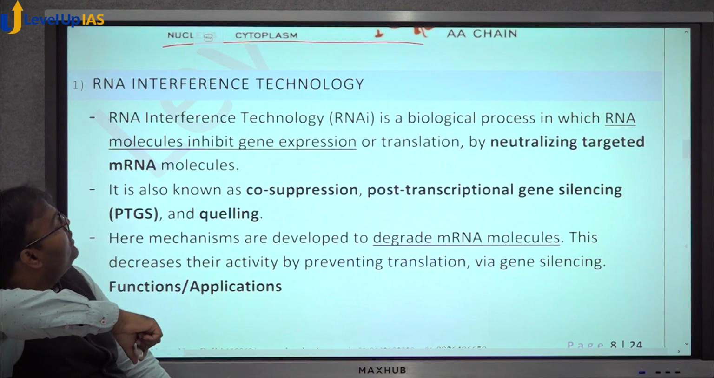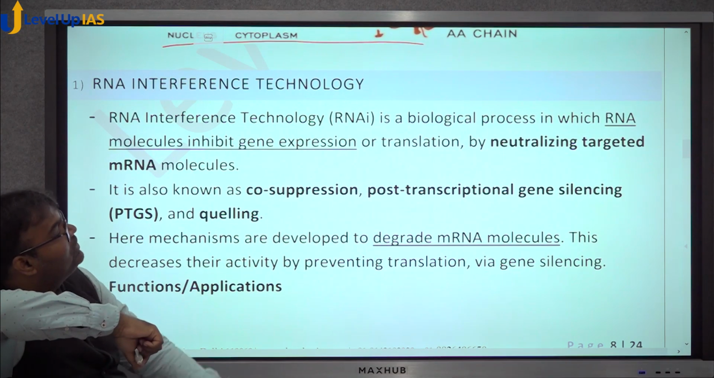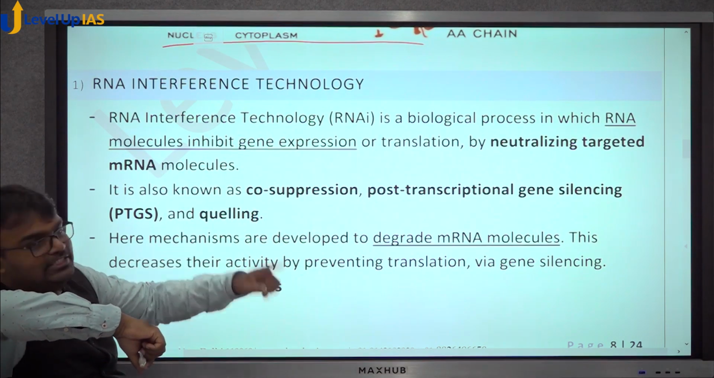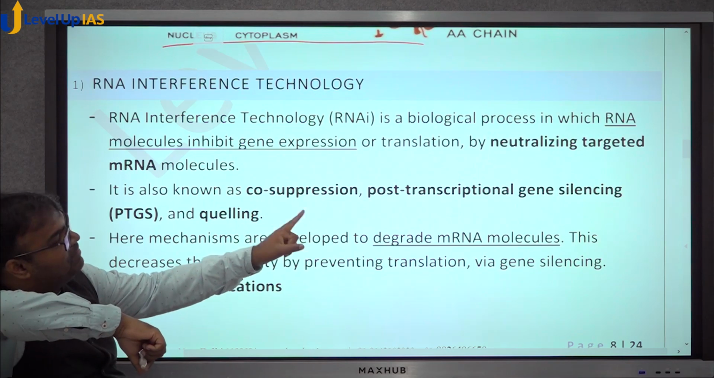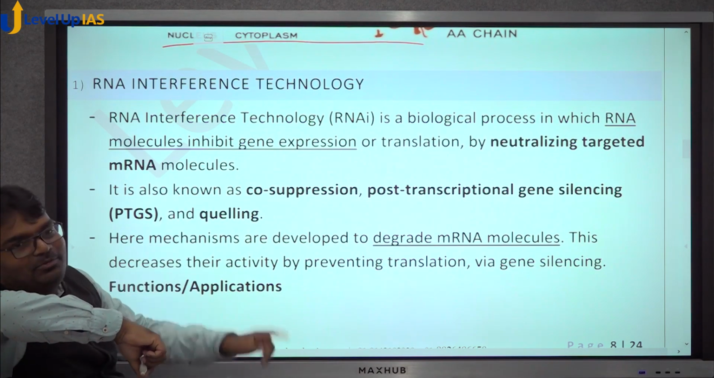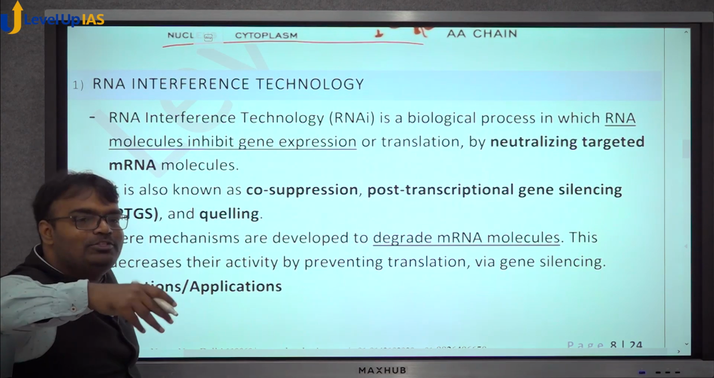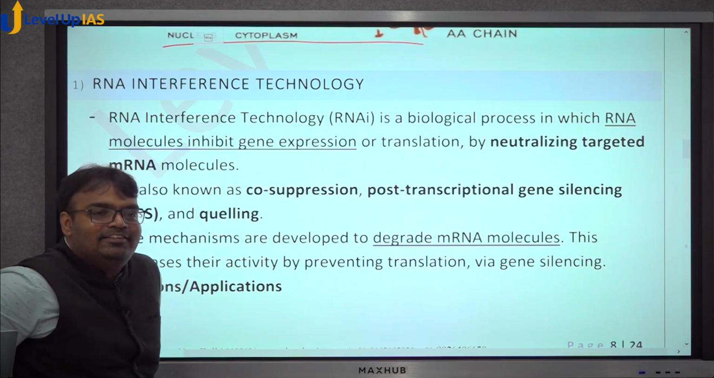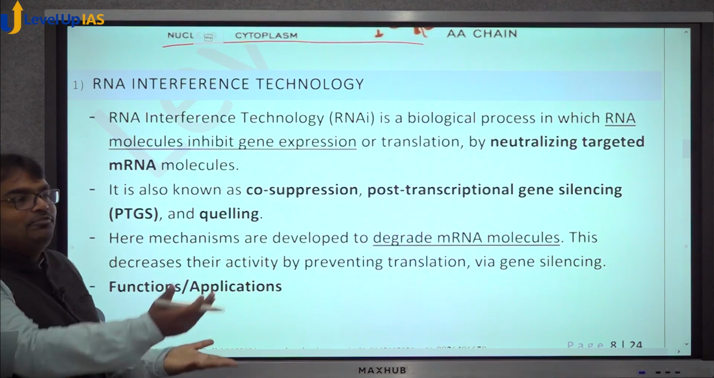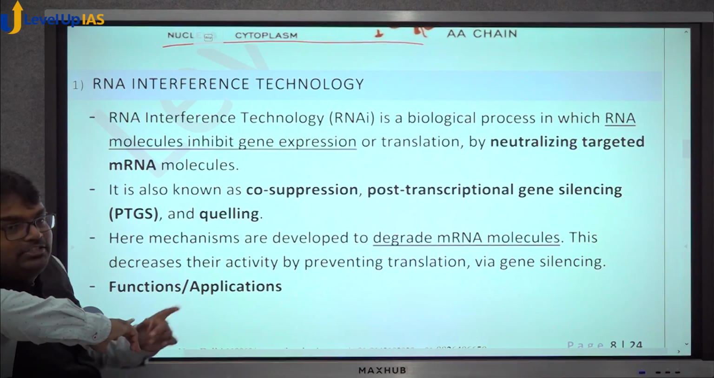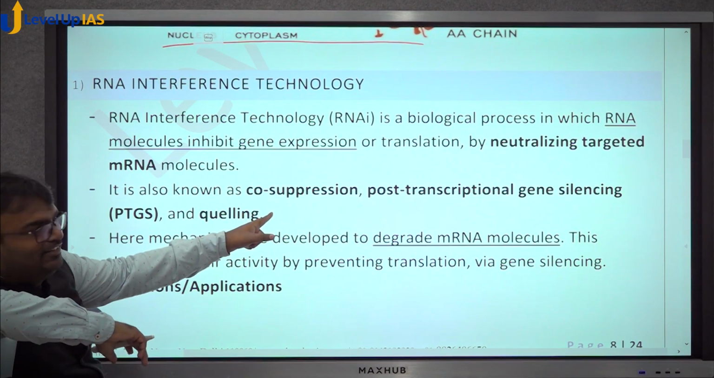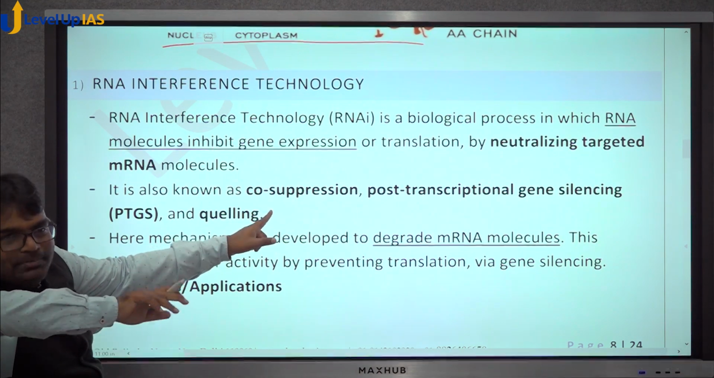So, RNA interference technology is a biological process in which RNA molecules inhibit gene expression or translation by neutralizing targeted mRNA molecules. mRNA molecules are neutralized so that genes will not be expressed. It is also known as co-suppression.